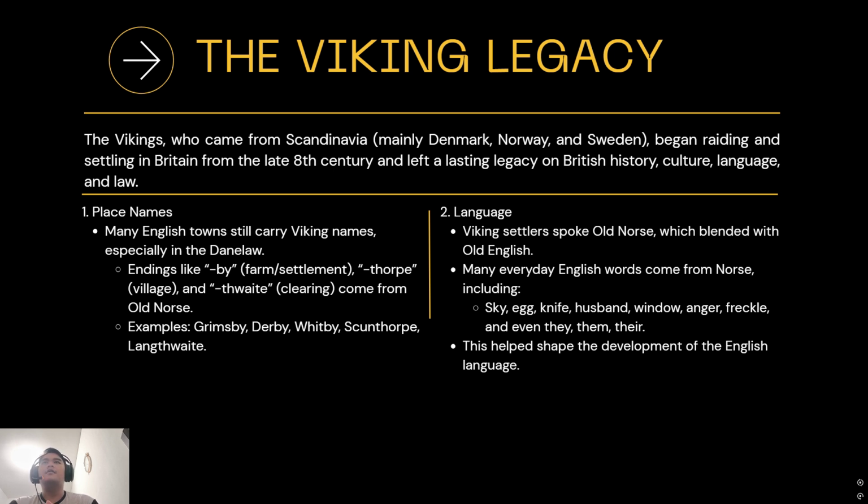And then the Vikings also left some legacy in language. Viking settlers spoke Old Norse, which blended with Old English. Many everyday English words come from Norse, including sky, egg, knife, husband, window, anger, freckle, and even they, them, there. This helped shape the development of the English language.